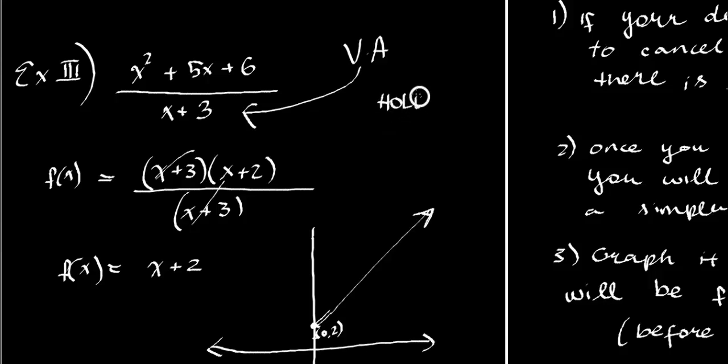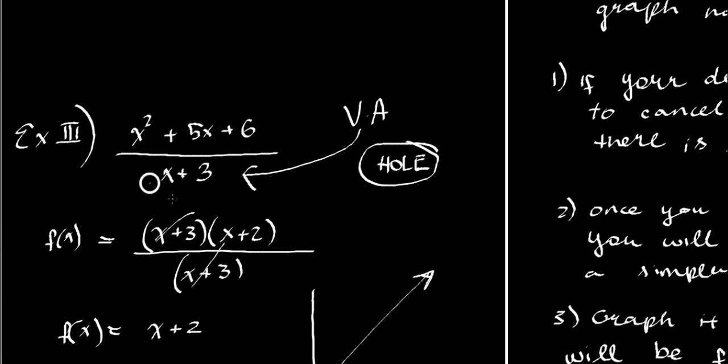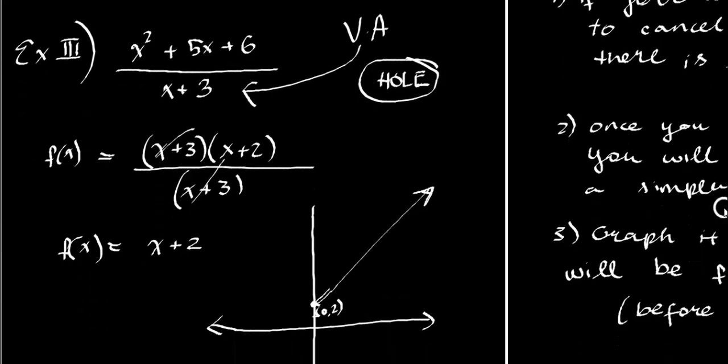We have a hole. This hole is still what x can't be. Whether we have an asymptote or not, our function still can't be 0 in the denominator. If we haven't cancelled it out, then we would have a vertical asymptote. But since we cancelled it out, we have a hole. It's something you have to get used to. But just remember, if you cancel, you have a hole. If you don't cancel, you have the vertical asymptote.